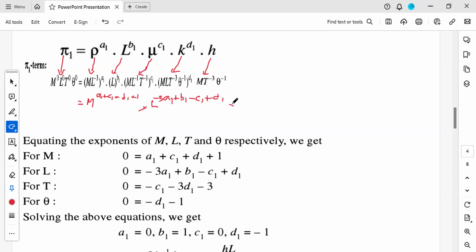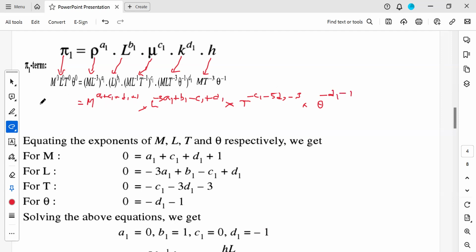Next are the T powers. In the first row there is no T, for L also no T. Here minus c1, then minus 3d1, and here you will get minus 3. And the last one is the theta powers, where only two terms are there. Here it is minus d1, and minus 1 here.